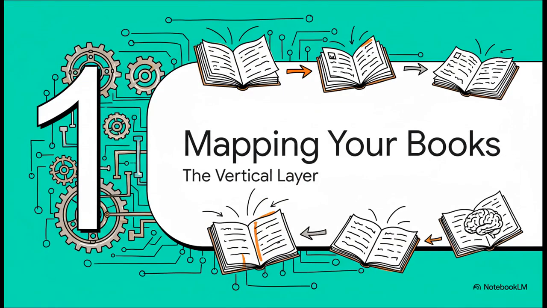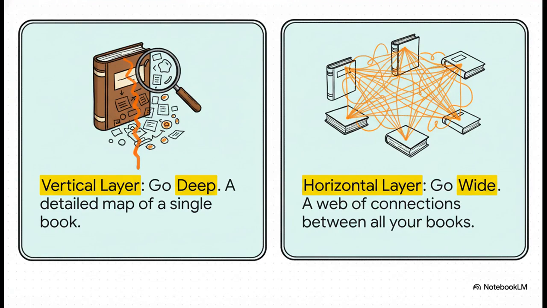So, where do we even begin building this knowledge engine? Well, like any good structure, it all starts with a solid foundation. Which brings us to part one, mapping your books. The whole system basically breaks down into two main parts. First, you've got the vertical layer.